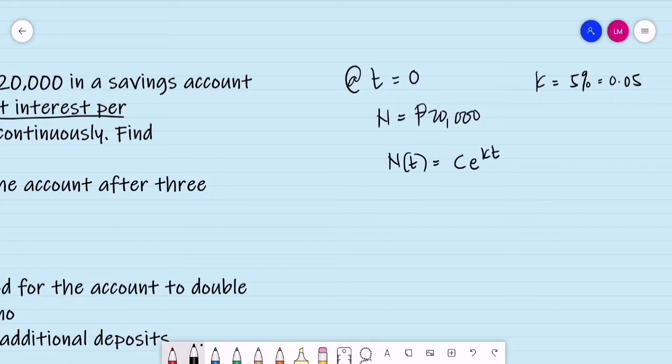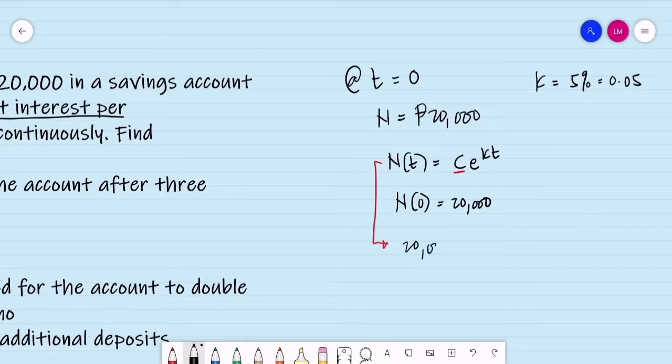First, we need to compute for the value of the constant. So what is the value of N at time equal to 0? That is our initial value, or the 20,000 pesos. So we are now to substitute. This is 20,000 pesos.